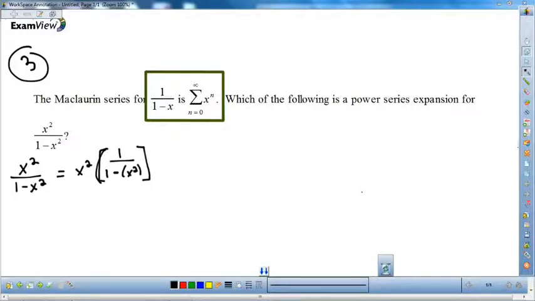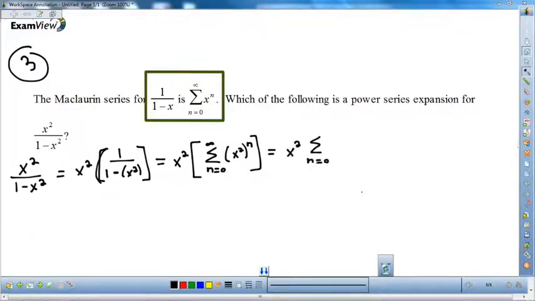So now the 1 over 1 minus x squared looks similar to the one for the geometric series. So I'm just going to go ahead and substitute that into my power series, but instead of x, I'm going to have x squared. So I have a power to a power, so I'm going to go ahead and multiply. So I'm going to have x to the 2n.